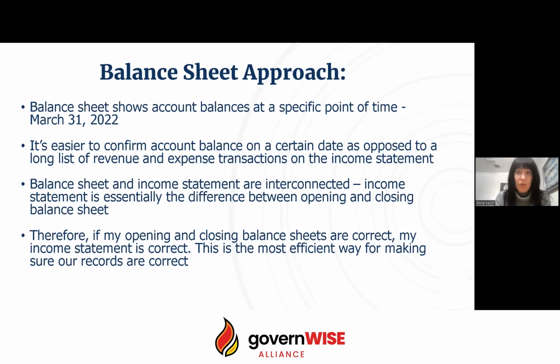So I'm just reading the last paragraph here. If my opening and closing balance sheets are correct, my income statement is correct. And that's the most efficient way for making sure our records are correct. So it may not be what we're used to, but this really is the proper way to prepare for year-end, where we bring up our balance sheet in the accounting system and we go through every single balance on a balance sheet and confirm that it's correct.